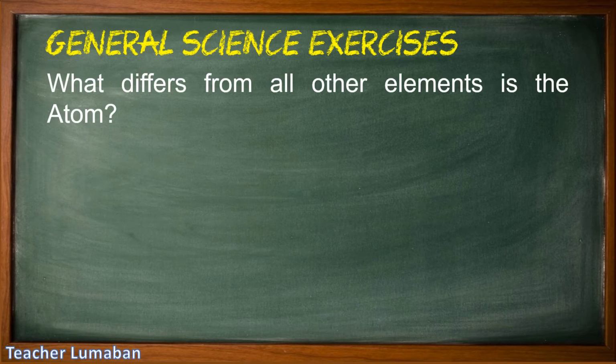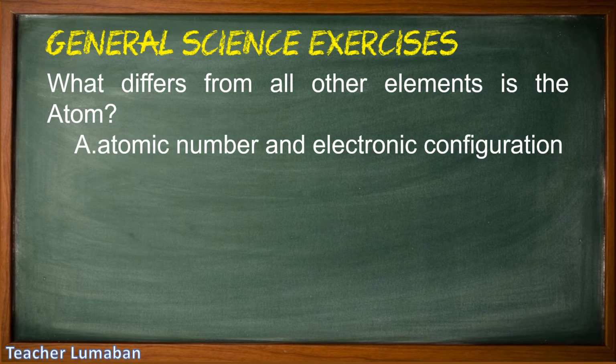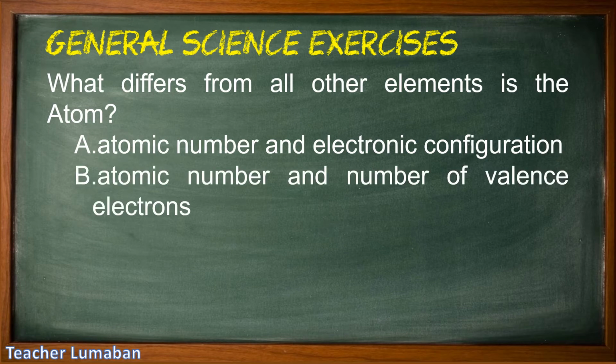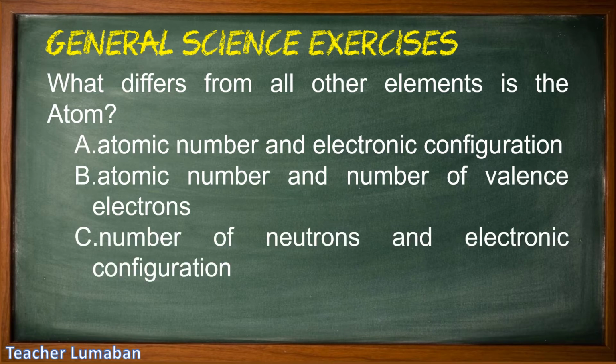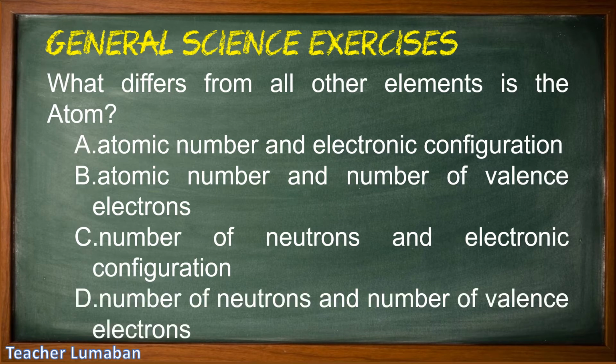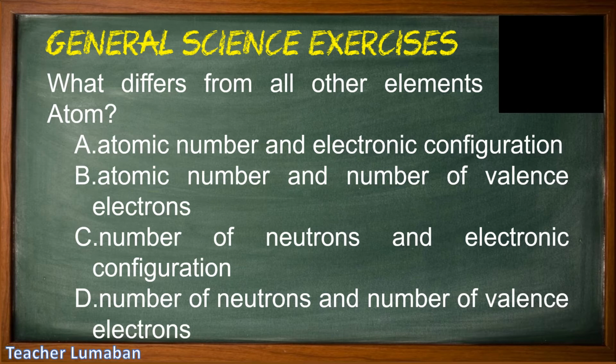What differs from all other elements is the atom. Letter A, atomic number and electronic configuration. Letter B, atomic number and number of valence electrons. Letter C, number of neutrons and electronic configuration. Letter D, number of neutrons and number of valence electrons. Choose the suitable answer from the following choices in 5 seconds.